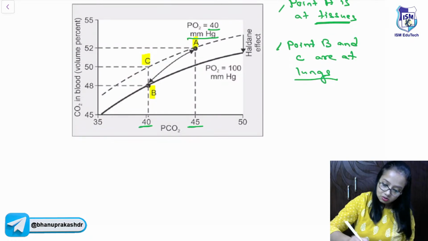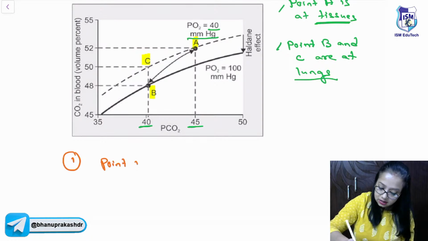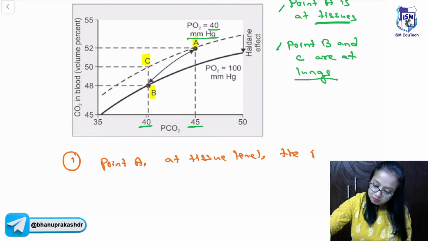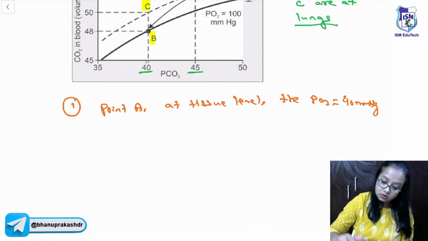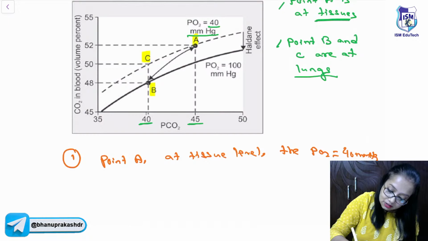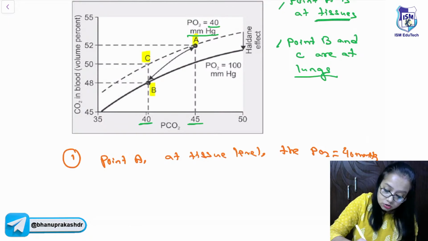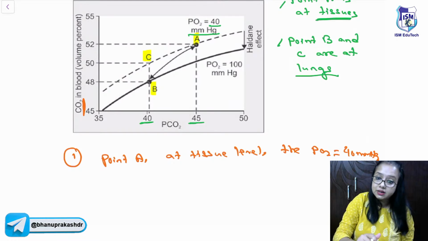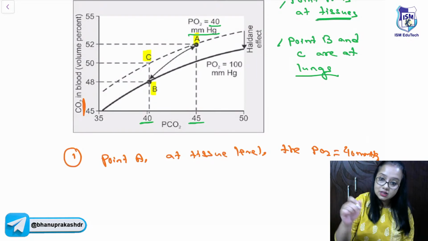Now here, what does the Haldane effect say? Point A is at the tissue level. The partial pressure of oxygen is 40 mmHg. Now, if it is matched to the point on the y-axis, the y-axis is the carbon dioxide concentration, volume in ml in the blood, which is reflecting the percentage, and these values are given in the percentage form.